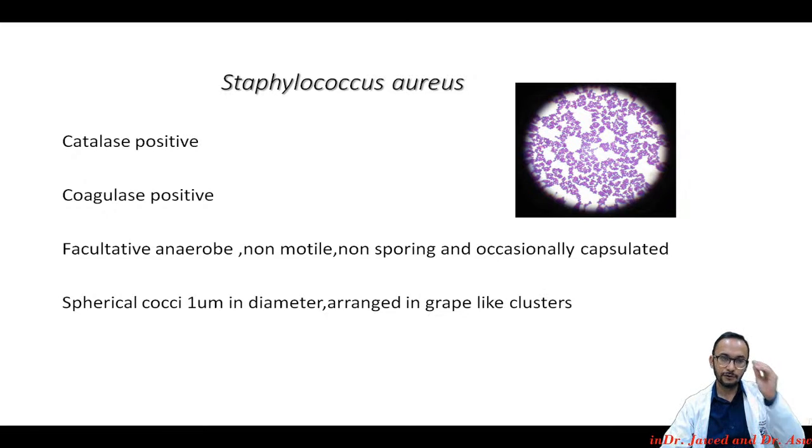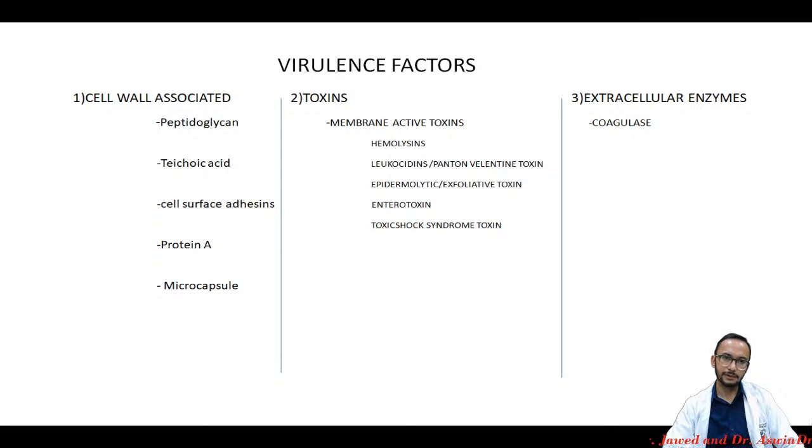About the Staph aureus, it is catalase positive, coagulase positive, a facultative anaerobe, non-motile, non-sporing, and occasionally capsulated. They are around 1 micrometer in diameter. The virulence factors are divided into cell-associated, toxin, and extracellular enzymes.